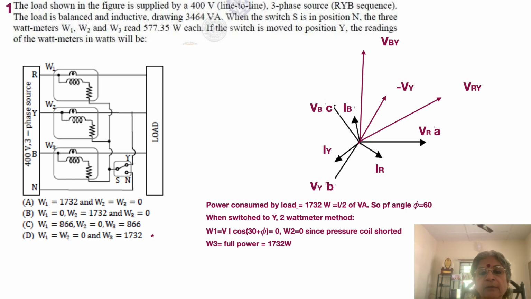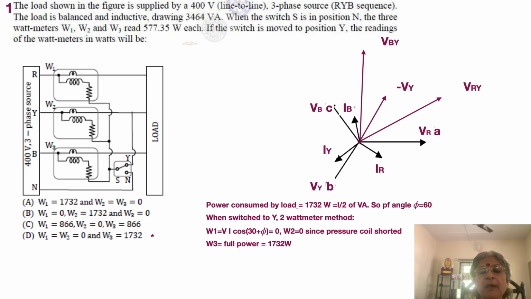Since the RYB phase sequence is followed, we are having VR, VY and VB drawn as shown. Since we are having a line to line voltage being measured by the potential coils, both RY and BY, because the reading starts from R, and the other starts from B and ends at Y, we need to have what is called VRY. That's the reason why VY is now projected backward and becomes minus VY. So now we can add VR and minus VY vectorially, and so we have VRY, 30 degrees leading the phase voltage R.